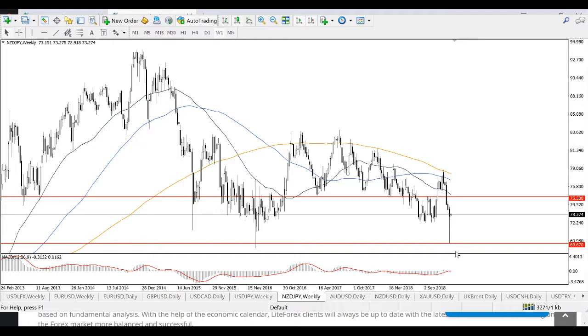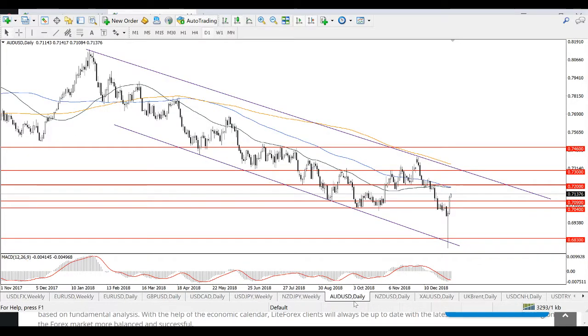Here is another example of this big movement in Japanese yen. We can have a look at the pair New Zealand dollar versus Japanese yen. And here a slow recovery is possible. Resistance is at 75.50.